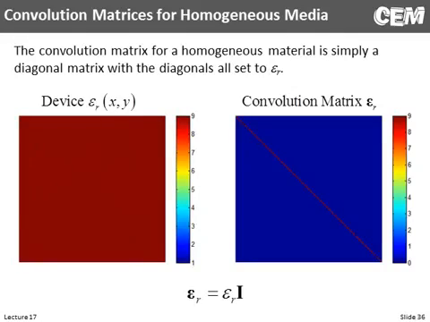They don't exchange energy. If there's any kind of modulation, any kind of structure in our unit cell, that's when the spatial harmonics exchange energy and we get numbers off the diagonal in the convolution matrix. So in this case, we don't need to construct a convolution matrix if it's a homogeneous layer. We just take the scalar epsilon naught and multiply it by the identity matrix, and that is our convolution matrix for a homogeneous device.